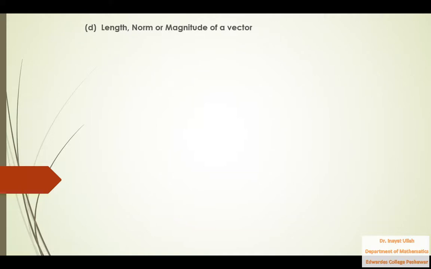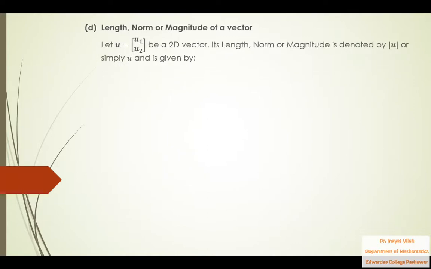we will be studying here the length, or you may say the norm, or you may say the magnitude. These three are the names of one thing: length, norm, or magnitude of a vector. So what is the magnitude of a vector? That is actually the length of that vector.